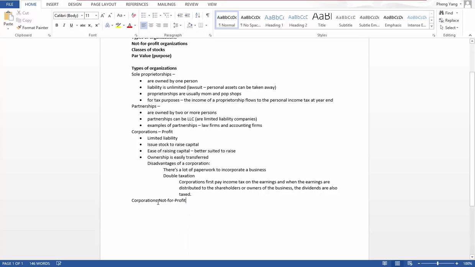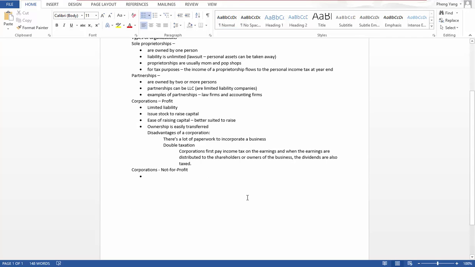Where they will talk about not-for-profit organizations, and these will be your churches, like the Boys and Girls Club in town here. There's the Salvation Army. All of those are not-for-profit organizations. And hospitals are also not-for-profits. NTCs are not-for-profit. They do not sell stock. Okay. Not organized for profit.